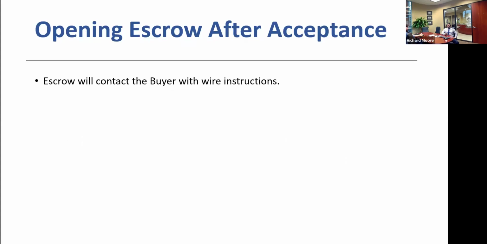And what happens next? So opening escrow after the acceptance. So escrow is gonna contact the buyer with wire instructions, and per the contract, the deposit has to be in within 3 days after acceptance, 3 business days after acceptance. So if the offer is accepted on Friday, the weekend doesn't count, that means the deposit has to be in by Wednesday. If the offer is accepted on Monday, that means that the earnest money deposit has to be in by Thursday. Does that make sense?